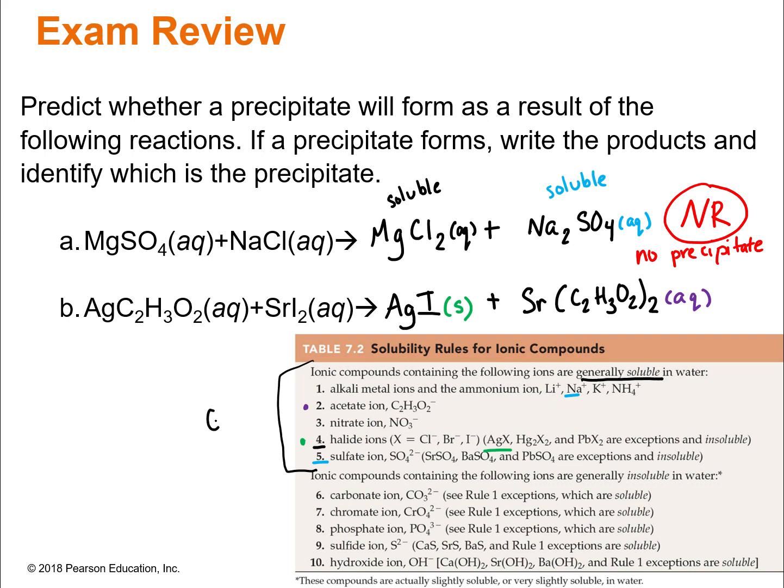up here we have the things that are generally soluble, right? So, one of the things that falls under that umbrella is the halides. Generally, they're soluble. But there are some exceptions. If you have silver, mercury 1, or lead 2, those things are insoluble.